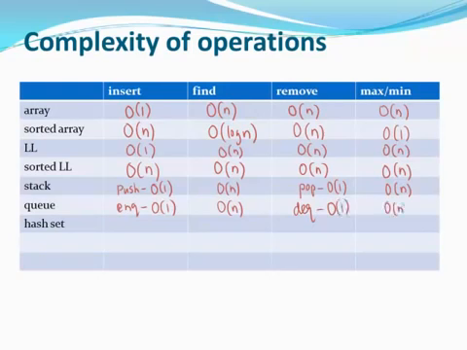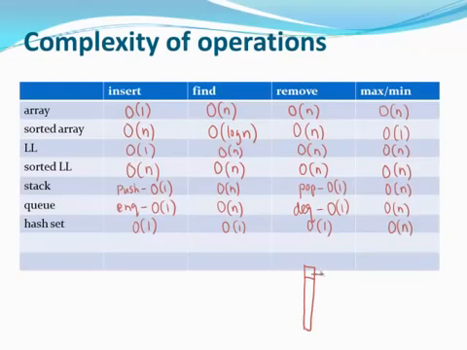Finding max or min would be similar to finding any other element. We'll have to traverse through the entire queue to find it. When you have a hash set, we have very efficient ways to insert, find, and remove, but anything to do with order statistics like max or min will cost you big O of n when it comes to the hash table, because you will have to look through all the elements in the table to figure out which one is there.